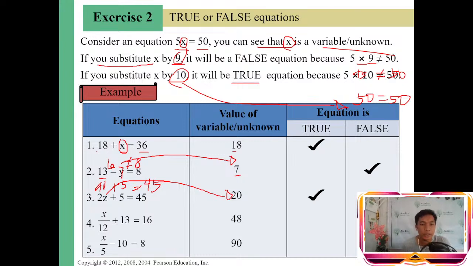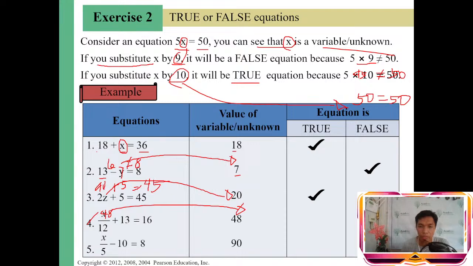Okay. How about divide? X is 48. 48 divided by 12, so we have 4. 4 plus 13 equals 17. So it means they are not equal. 48 divided by 12 is 4, and 4 plus 13 is 17, which is not equal to 16. So it means they are not the same.